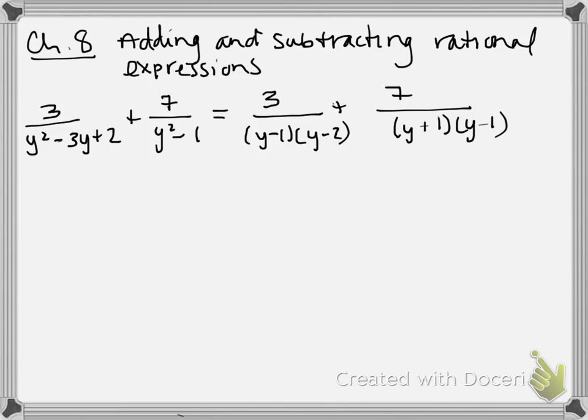Alright, so now I can see that I have three different factors that I'm dealing with. I have y minus 1, y minus 2, and y plus 1. Both terms have the y minus 1 factor in common, and I don't need to repeat. So let's set up my problem with my common denominator. So I just found out that my common denominator is going to be y minus 1 times y minus 2 times y plus 1.